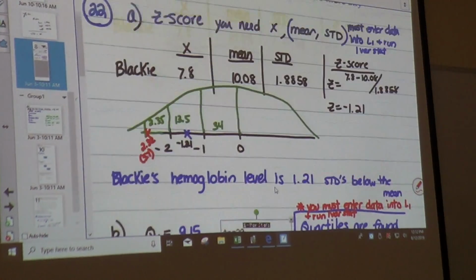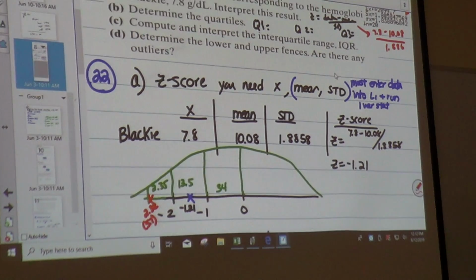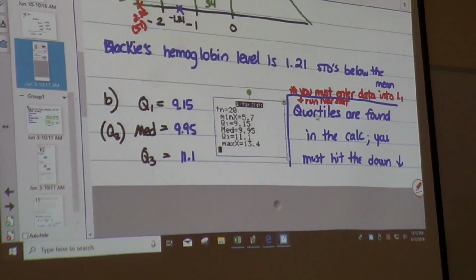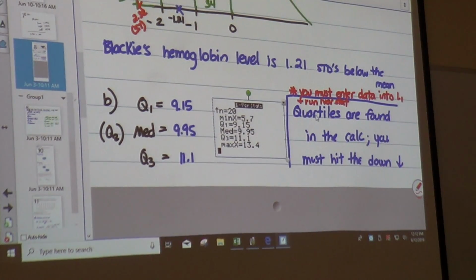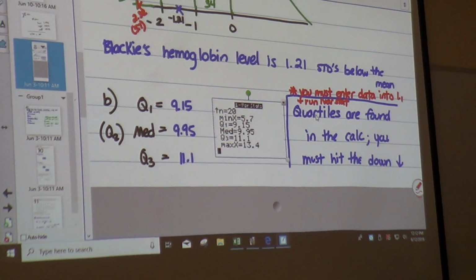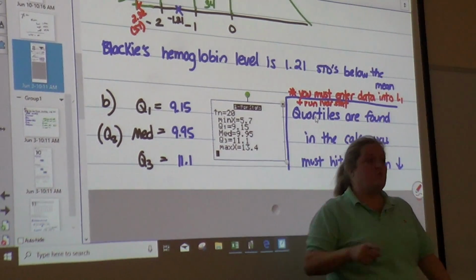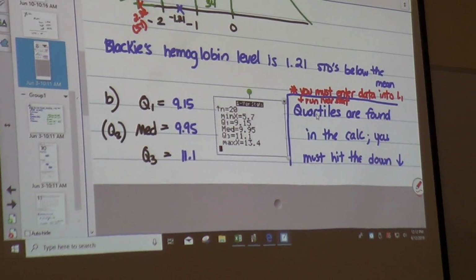Then question C says, compute and interpret the interquartile range. So off your formula sheet, it said that the interquartile range was Q3 minus Q1. So Q3 minus Q1 is going to give us our interquartile range.